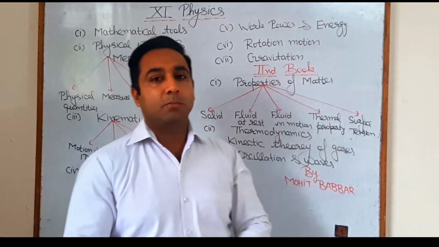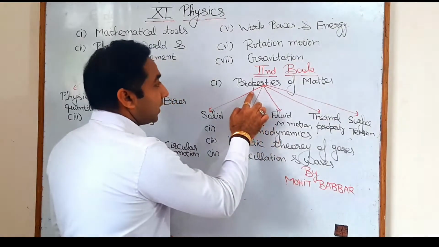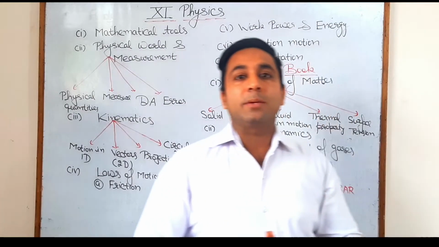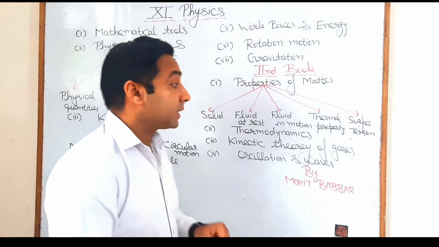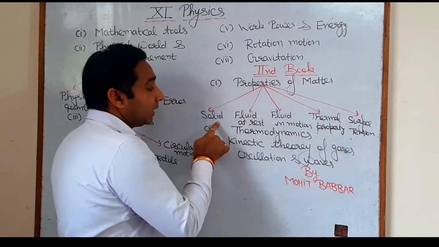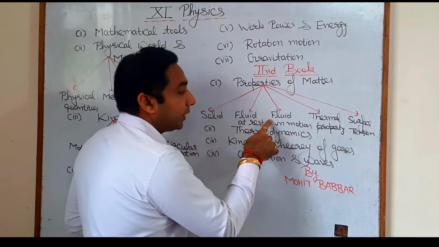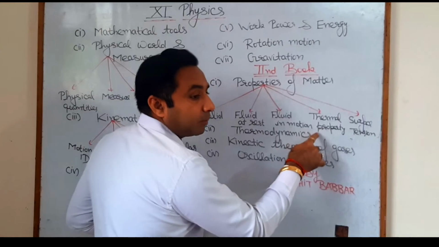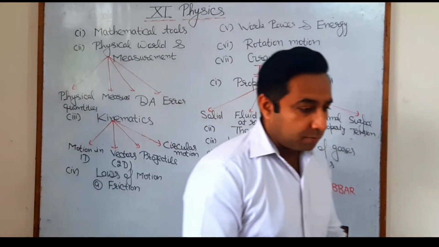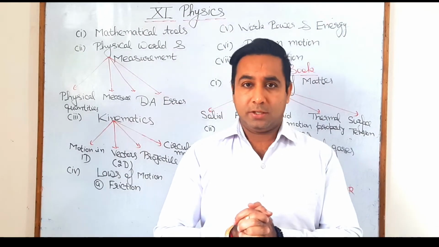Then move on to the second book. The second book has 4 chapters. The first one is properties of matter, the lengthiest one. The lengthiest chapter of 11th physics has 5 sub-parts. The 5 sub-parts are solids, fluid at rest, fluid in motion, thermal properties of matter, and the last one is surface tension. This chapter will take at least 1 month to complete.